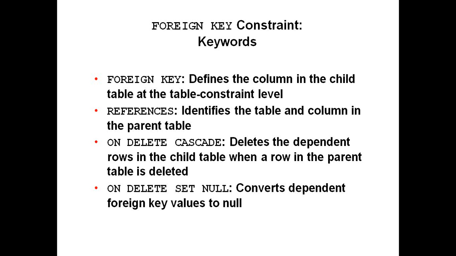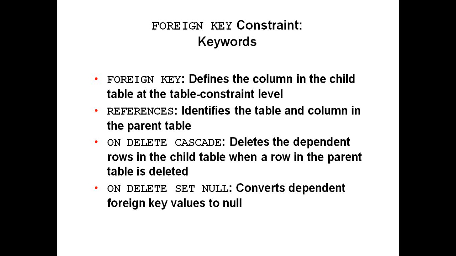And there are a few things that we need to remember when we have a foreign key constraint. As we already discussed, a foreign key defines the column in the child table at the table constraint level, and the foreign key is always referencing the primary table, or the parent table, as we call it. And we have an option called on delete cascade. While creating the foreign key, you can declare that foreign key as on delete cascade.